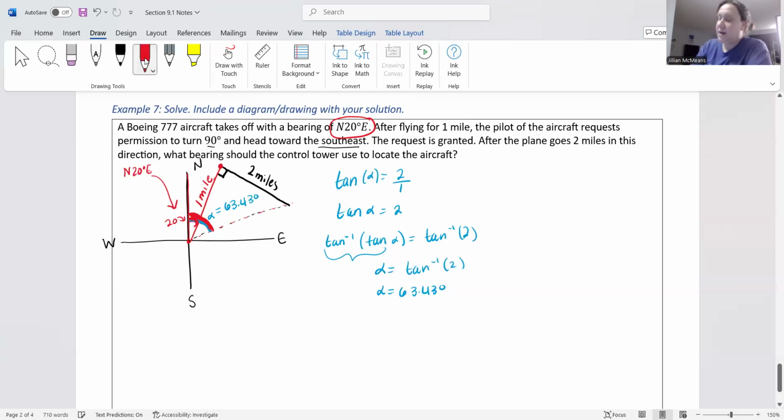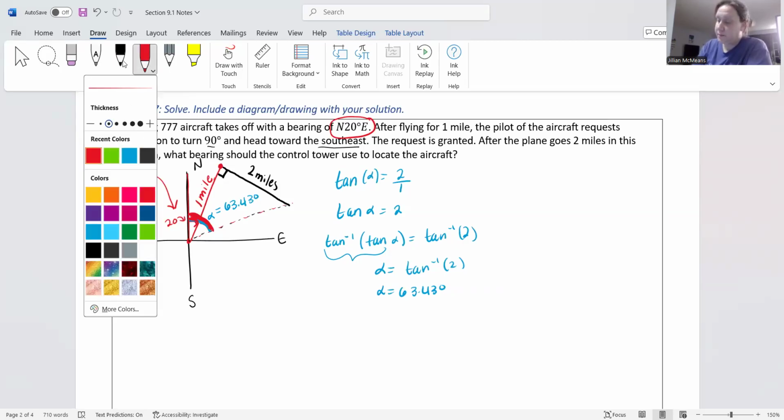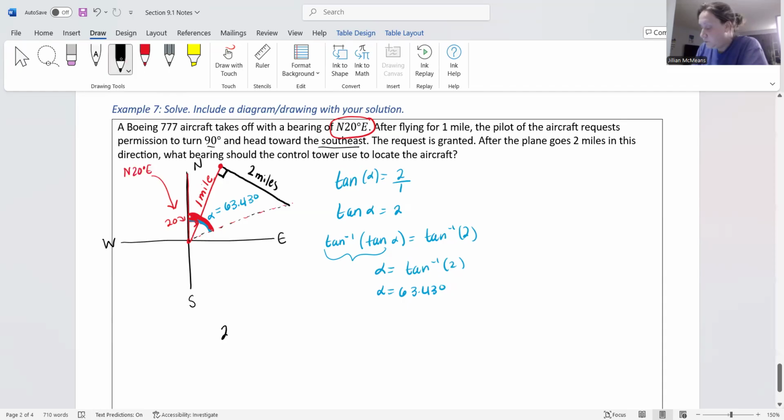That entire angle, we had the 20 degrees that we started with. We need to add the 63.43 degrees that we just found for this triangle that we created with our path of flight. So this gives us 83.43 degrees, but we haven't really answered the question. We're this close.